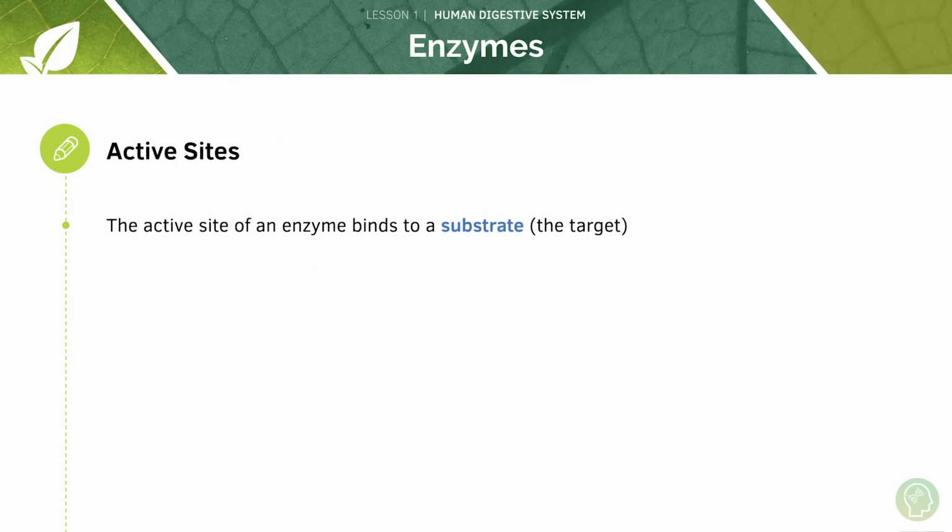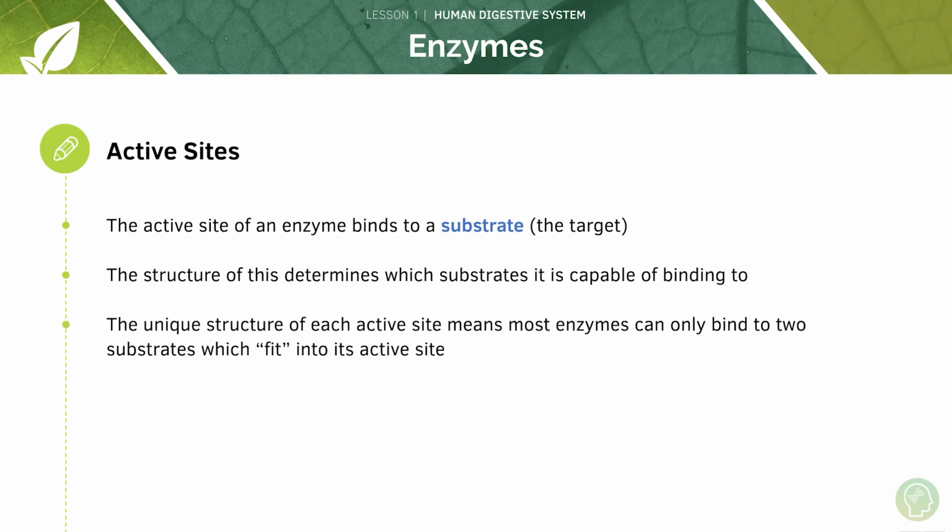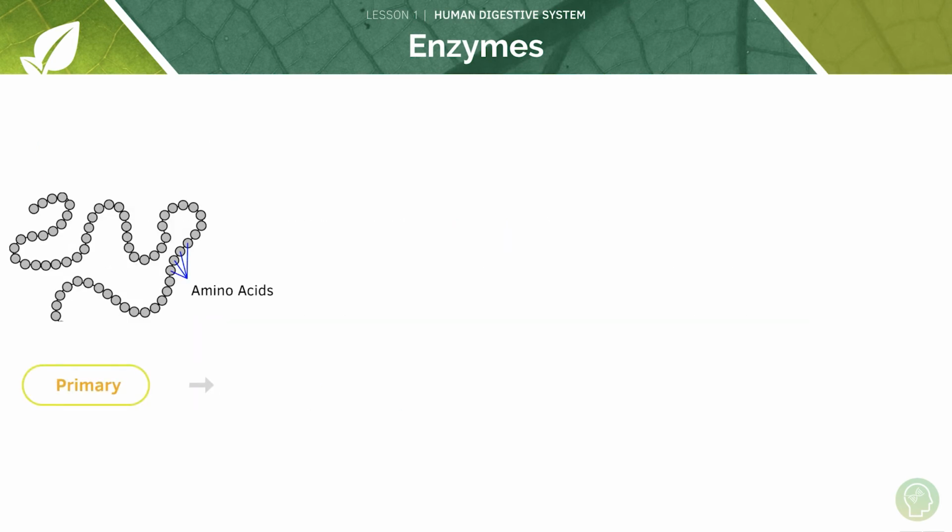So how does this work? Well, the active site of an enzyme binds to a substrate, and the structure of the active site of the enzyme determines which particular substrates it is capable of binding to. And because the active site has such a unique structure, it means that most enzymes can only bind to one or two substrates which fit specifically into its active site. So therefore, substrates must be complementary to the active site. So let's just take a look at this in a little more detail.